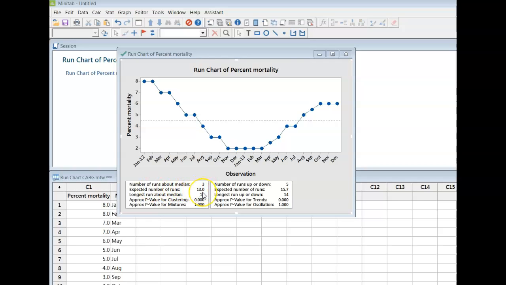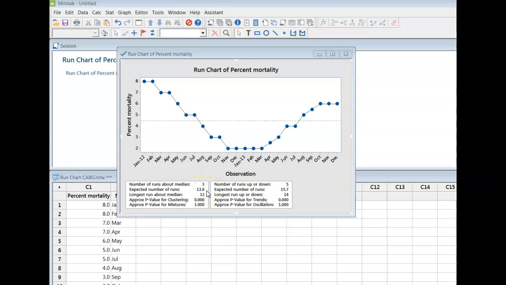In your notes, I gave you a table that gives you the approximate or the expected number of runs given a certain number of data points. We've got 24 data points. None of them, by the way, are exactly equal to the median because the median is 4.5. And Minitab uses a little formula in the background, and according to its formula, we should expect to have 13 runs. We only have 3.